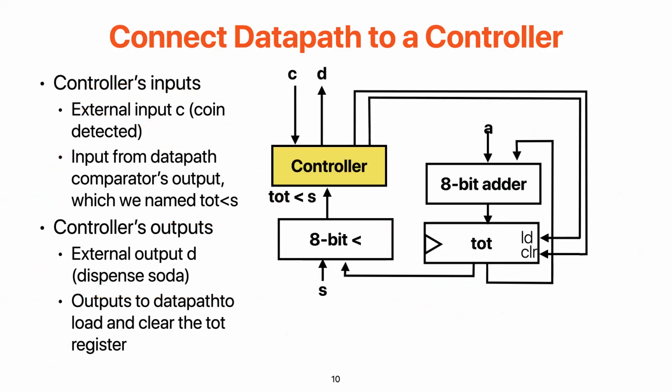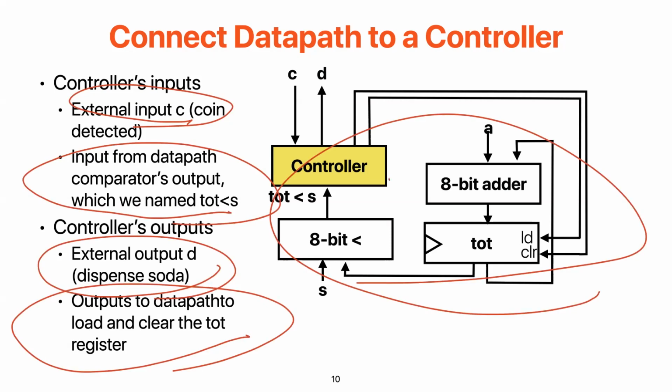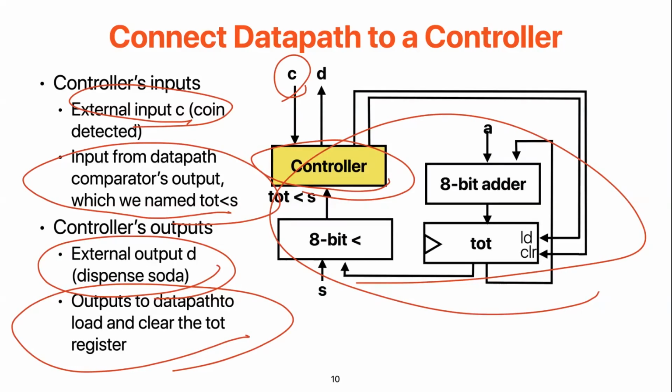This is the design that we end up wanting, right? So you want to have an input to the controller saying that a coin is inserted, and D, which means that the soda is dispensed. And so these are the input and output that we want to present to the user. And this is the rest of the data path.